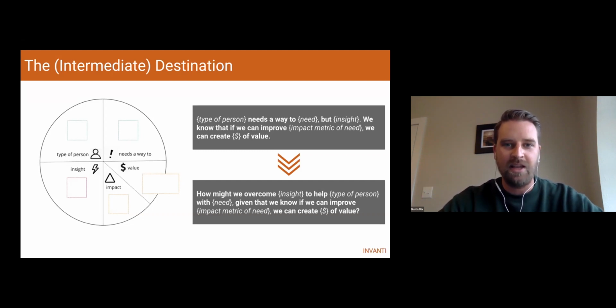Now, obviously, we are talking about starting businesses here. And so businesses need resources to run just like anything else. So we do have to make sure that if we solve that problem for that person, there's a way to pay for it, right? There's going to somehow be an exchange of money that would let our business survive.